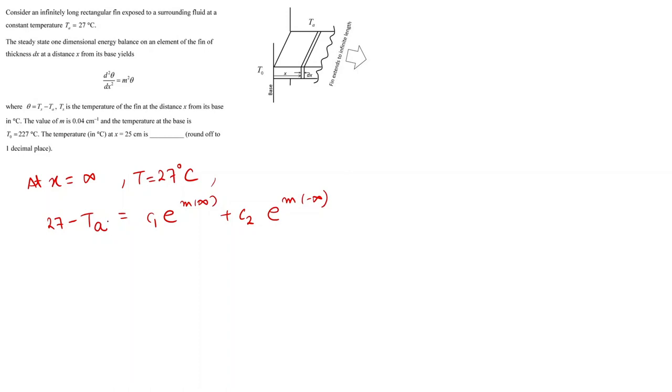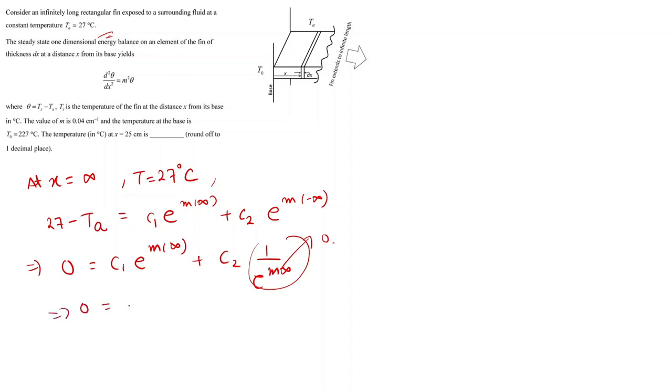Ta we have also been given as 27 degrees Celsius, so this will become 0 is equal to C1 e raised to m into infinity plus C2 times a term that will become 0. So 0 is equal to C1 into e raised to infinity. We know this is a very large value, that is infinity, so C1 only will be equal to 0. That implies C1 is equal to 0.